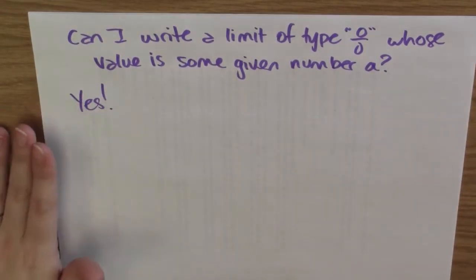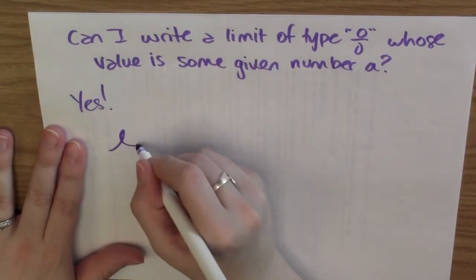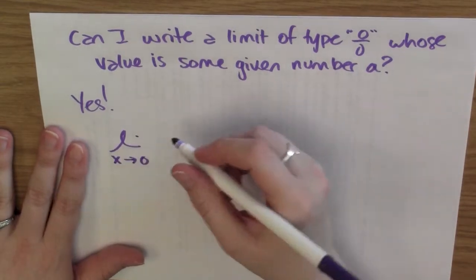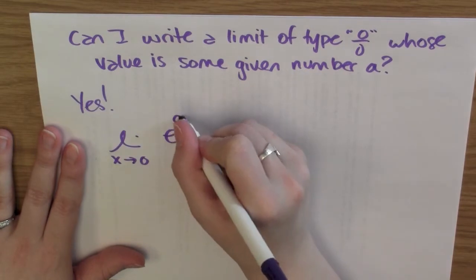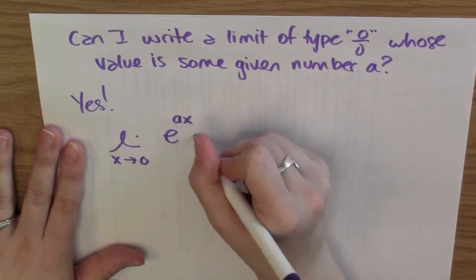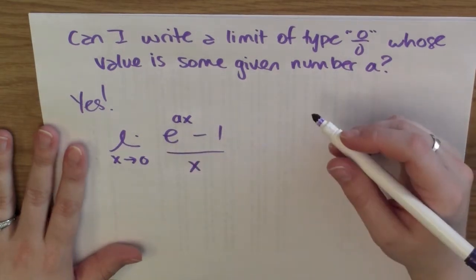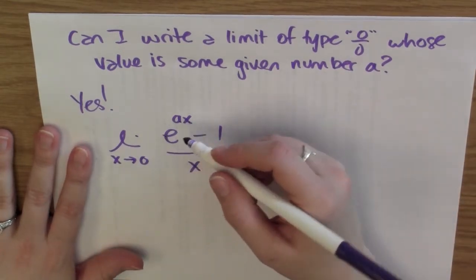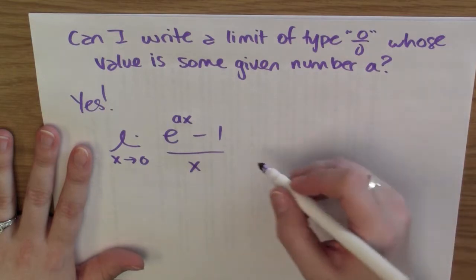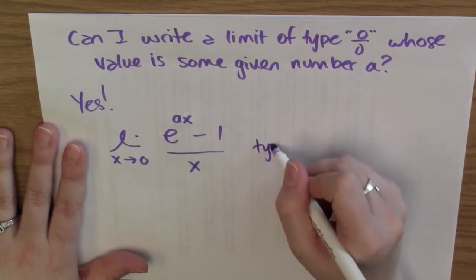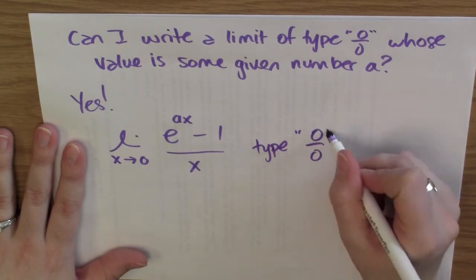You have to play around with this one a little bit more, but let's look at the limit as x approaches 0, building on some of our earlier examples, e to the ax minus 1 all over x. Well, as x goes to 0, e to the a times 0, 0, so this is e to the 0, which is 1, and 1 minus 1 is 0. And in the bottom, as x approaches 0, then x approaches 0. So this really is type 0 over 0.